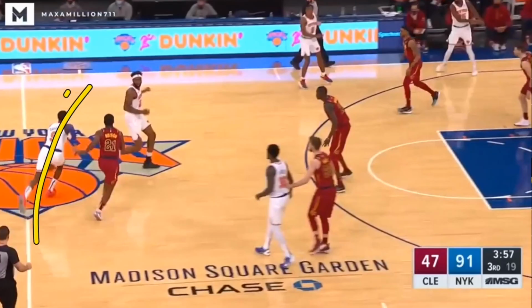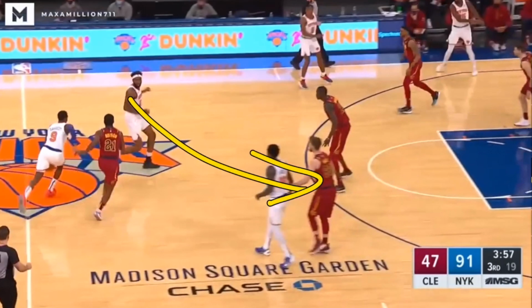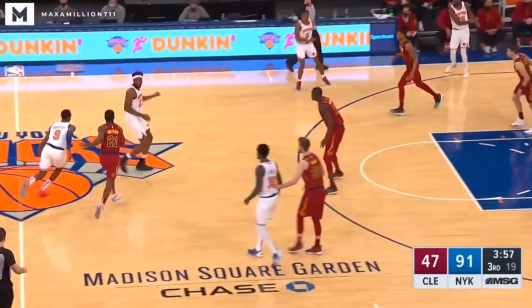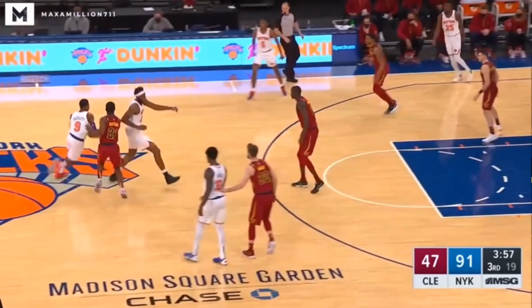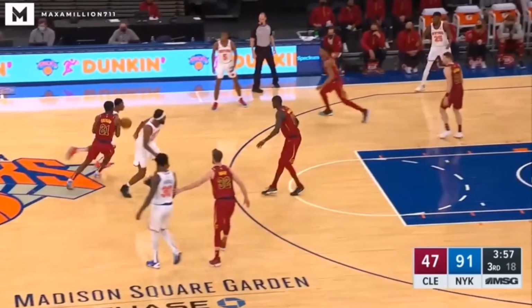Okay, so here we have RJ Barrett, who is using a slight brush screen from his center. His center is then going to continue towards the rim, which brings the defender, the main hedger, towards that center. RJ Barrett is going to be able to see that right here. And at this point in time, he knows that if he can continue to go and basically kick on his high-speed sneakers, he's able to then blow past his defender who gets stuck behind that screener.